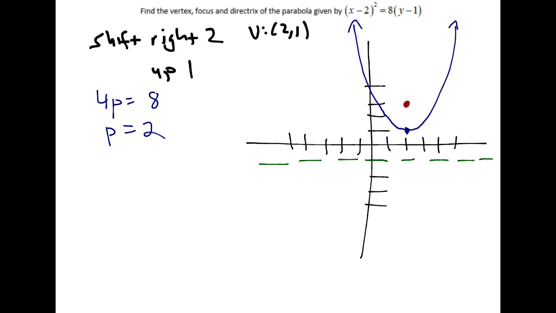All right, so let's summarize this. The vertex we know is at (2, 1). What about the focus? From the vertex, we went up 2 units, so the focus should be at (2, 3). And then what about the directrix here? The directrix is a horizontal line that crosses the y-axis at −1. So the directrix should be a line, and the equation of this line is y equals −1.